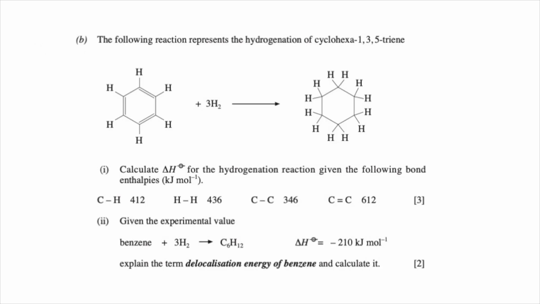So now let's look at question 1b, parts 1 and 2. And for part 1, we'd like you to calculate the delta H for the hydrogenation reaction of benzene, which is shown here. And to do this, we've given you the bond enthalpies. So we need you to work out how much energy would be to break all the bonds, and how much energy would be given out on forming, and therefore the overall delta H. And for part 2, they've given you some experimental data, and they've said that the actual value for benzene plus hydrogen is minus 210 in this data, and they would like you to calculate the delocalization energy of benzene and explain what the term means. So read through the question, pause the video, and have a go at it, and then we'll go for the answers to both 1A and 1B.